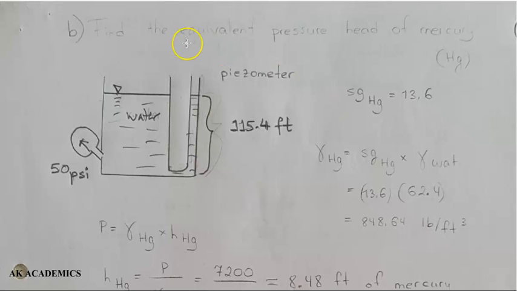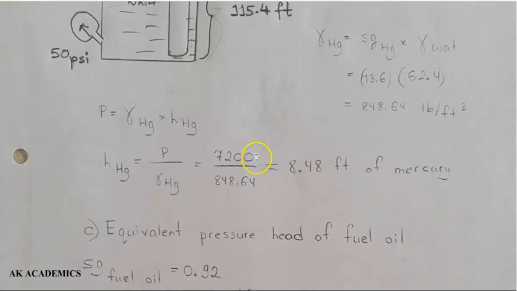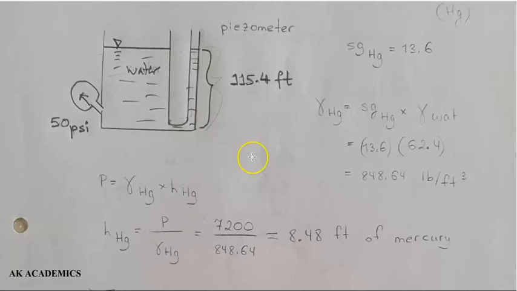What we are looking for is the pressure head of mercury. So we'll come back to this equation. And then we say that since pressure is equal to specific weight multiplied by height, both for mercury, you make the height or pressure head the subject of this expression. That gives us pressure divided by specific weight of mercury. Since we know that our pressure as calculated is 7,200, and specific weight of mercury as calculated is 848.64, when you divide this out, you would find that the pressure head of mercury will give us 8.48 feet of mercury.